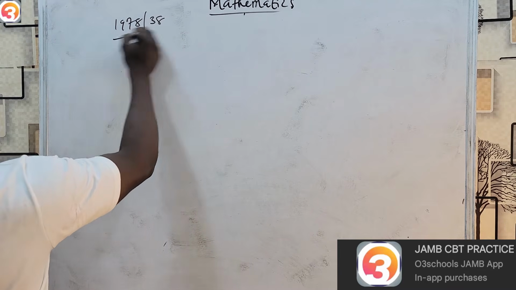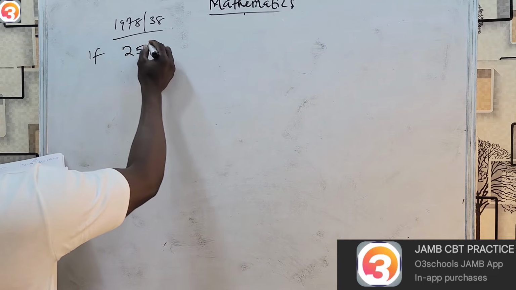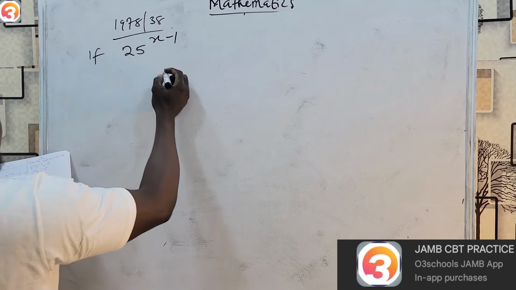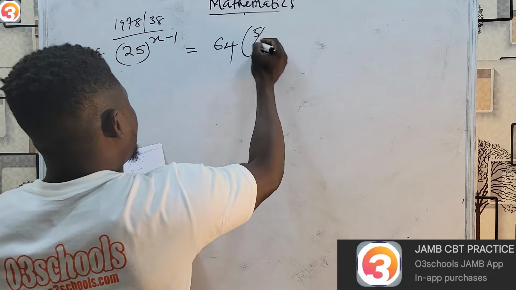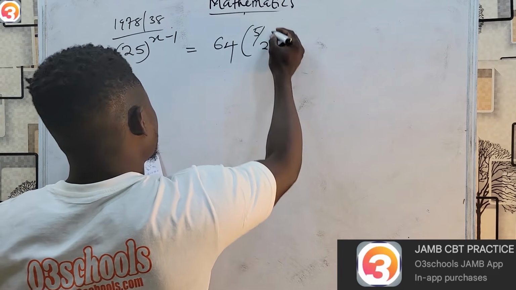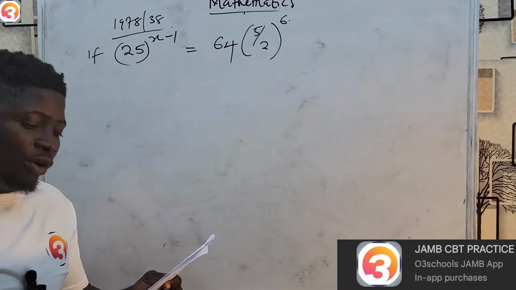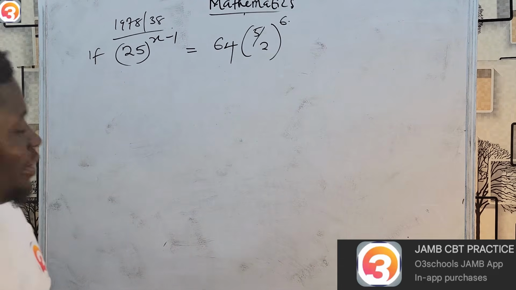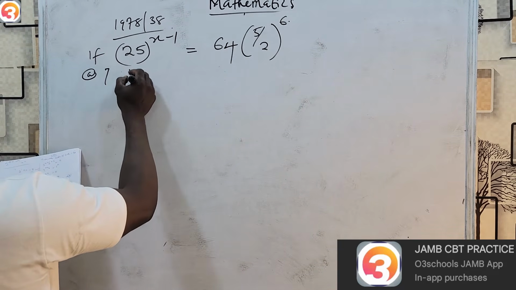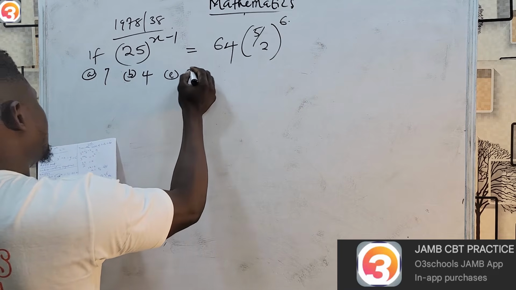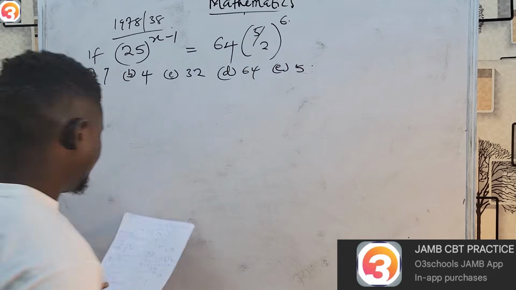1978 question number 38. If 25 raised to power x minus 1 is equal to 64 over (5 over 2) all raised to power 6, what is the value of x? Now we are given something like this, and we're given options. A is 7, B is 4, C is 32, D is 64, E is 5.